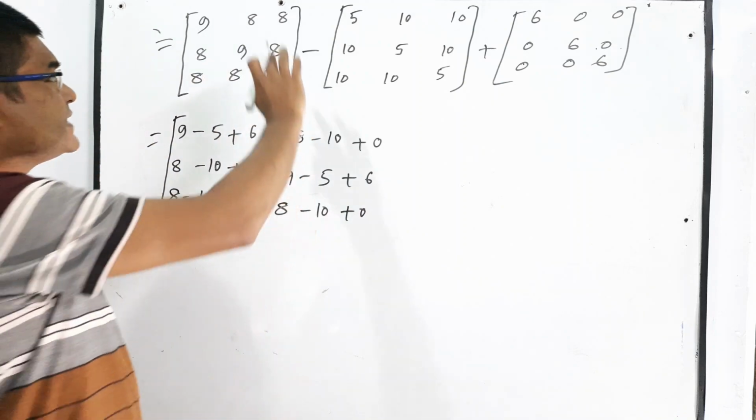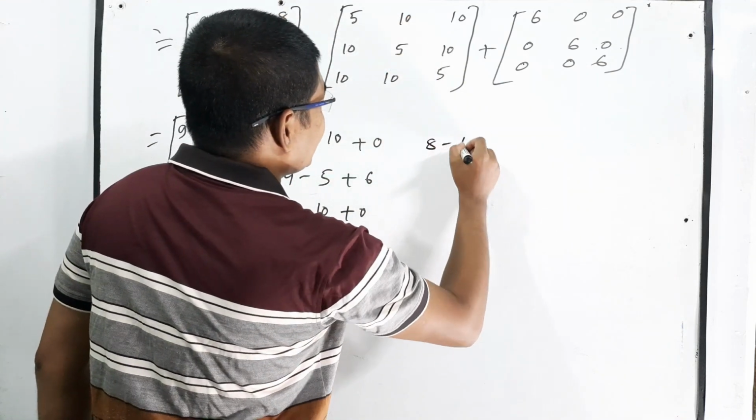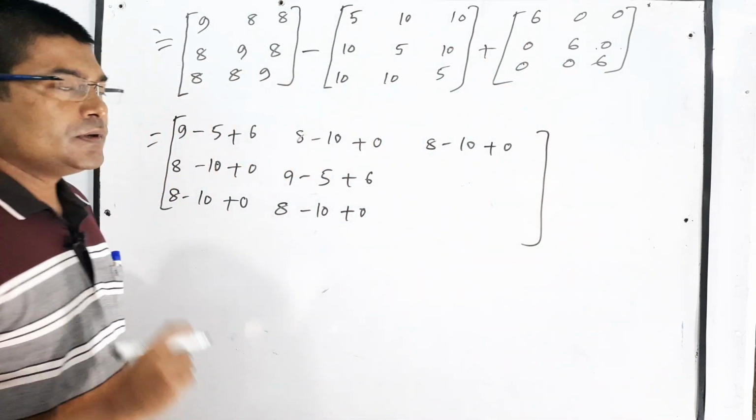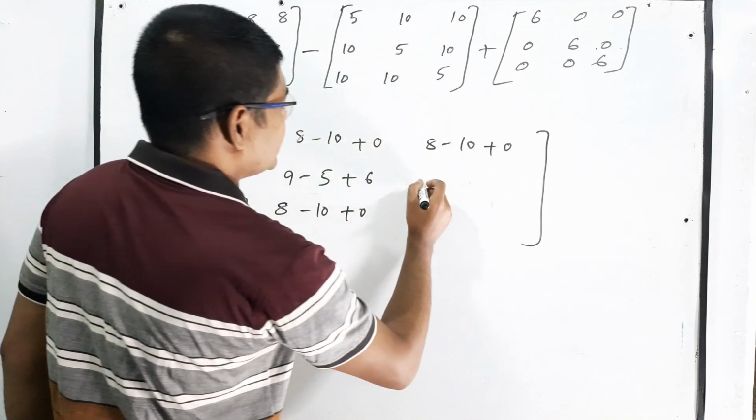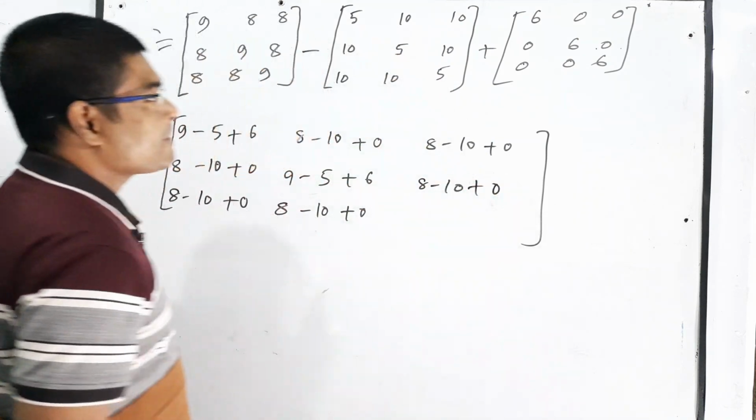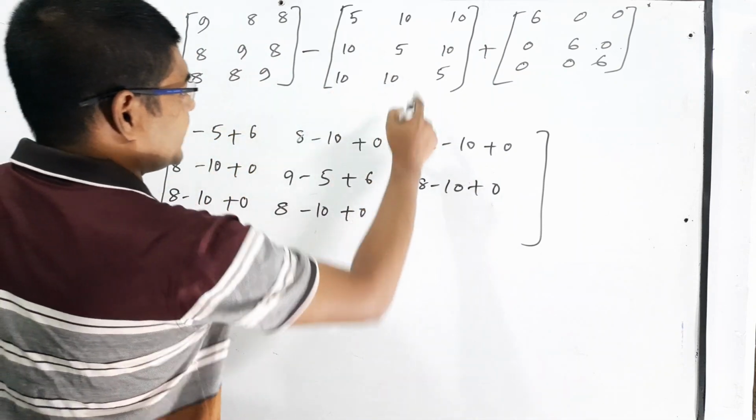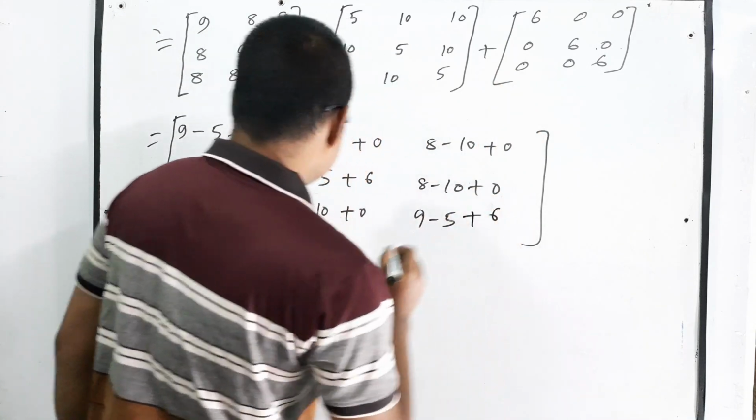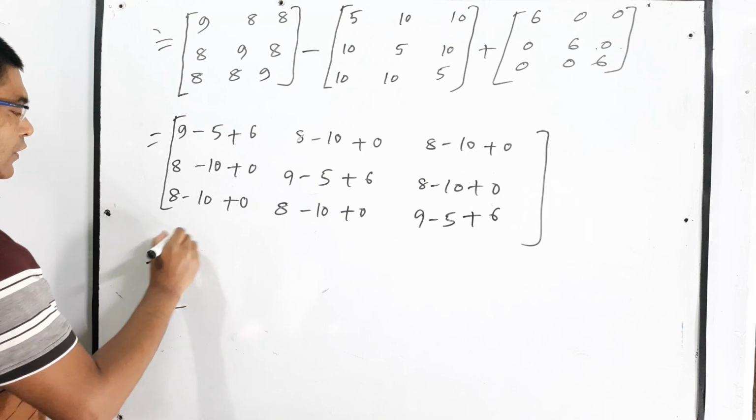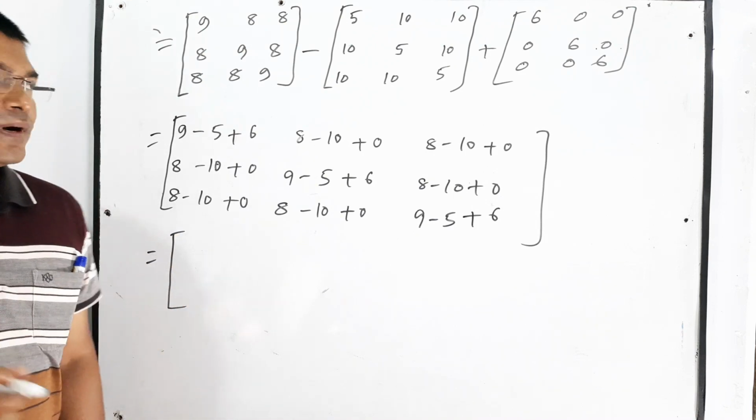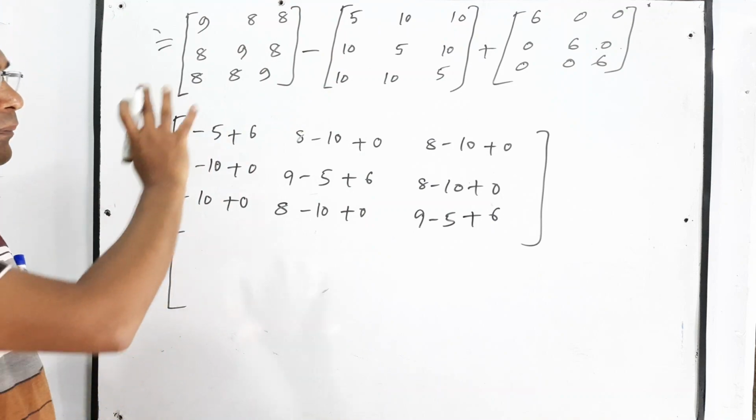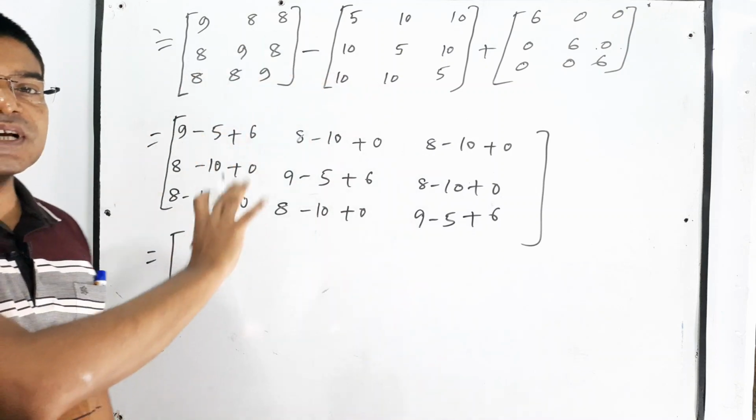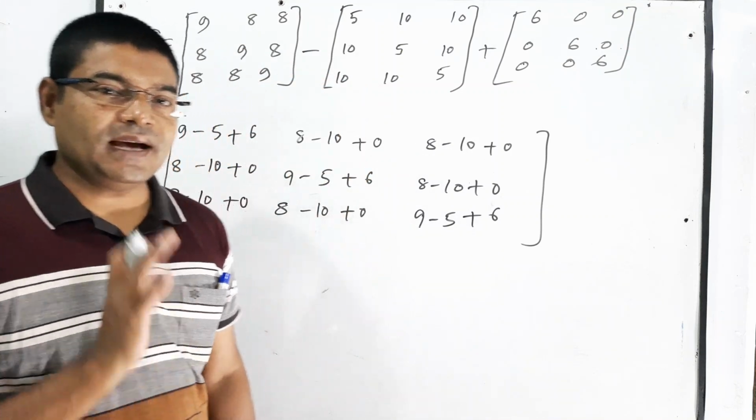Now the remaining: 8 minus 10 plus 0, 8 minus 10 plus 0, and 9 minus 5 plus 6. So you have to calculate according to the addition and subtraction of matrices. Our calculation is completed. Now we will have to find out the answer.